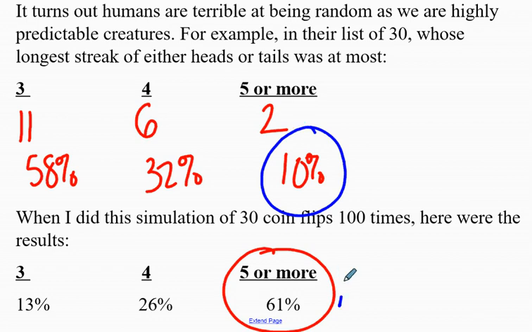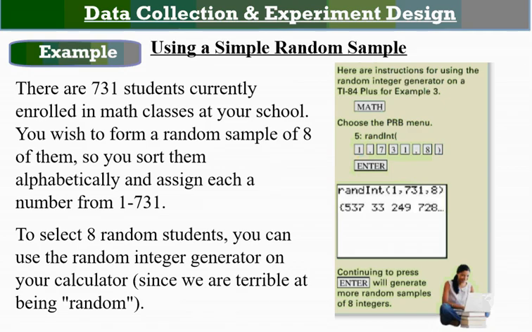And it turns out, well, 61% of the time, in this case, you're going to have a streak of 5 or more, whereas humans think it's only going to be about 10% of the time. So if we are so bad at randomization, it's important that we use computers in order to be random and unpredictable to avoid bias. So here's a situation, and you'll need your calculator in order to do this.